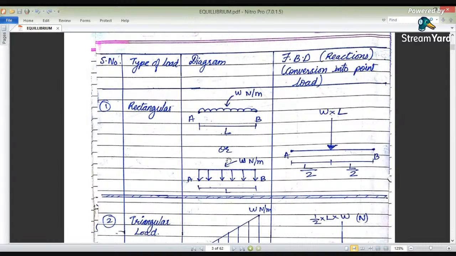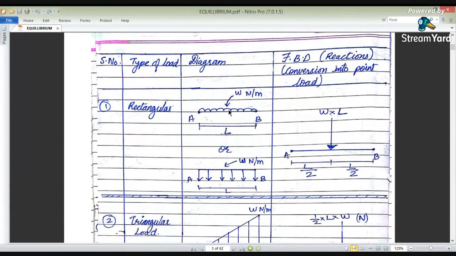The intensity of this UDL is W newtons per meter, acting over a span of length L. It can be given in this form, or in this form also, where the height of this rectangular surface is the same throughout.